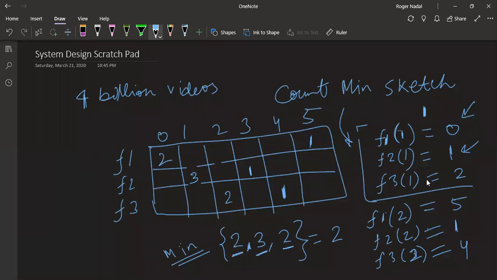So I know that if these were 2 and the other was 3, I can guess, okay, this was due to a collision from some other hash function. If you run the same thing for video 2, you will again get the same kind of result. You will have 1, 1, 2, and the minimum will be 1. So we can say that video 2 was run for just 1 time. Is it a little bit clear why it will work?